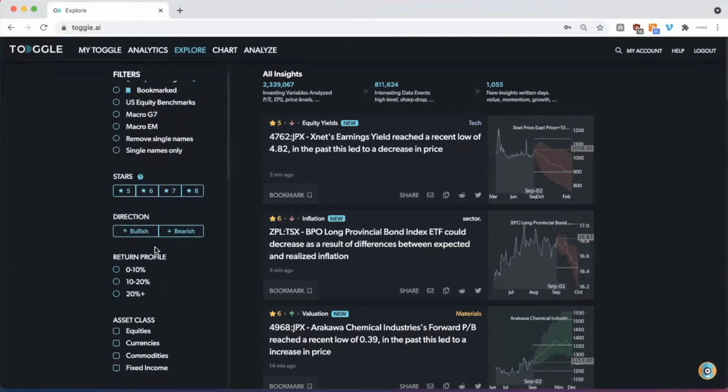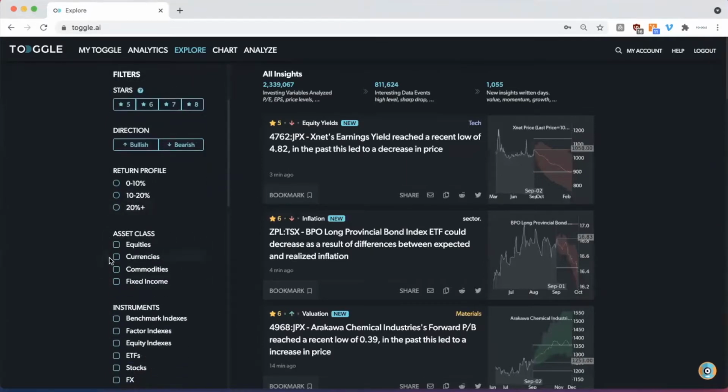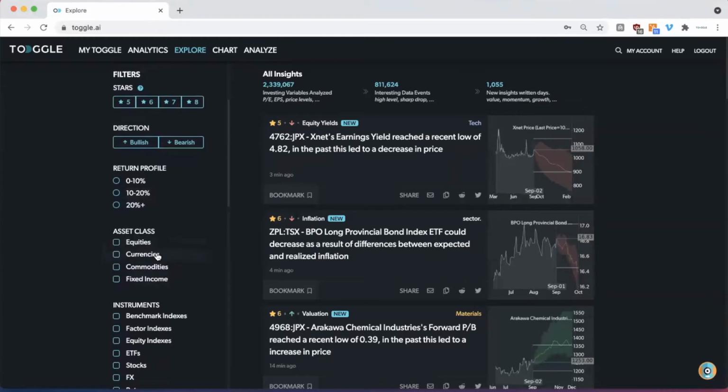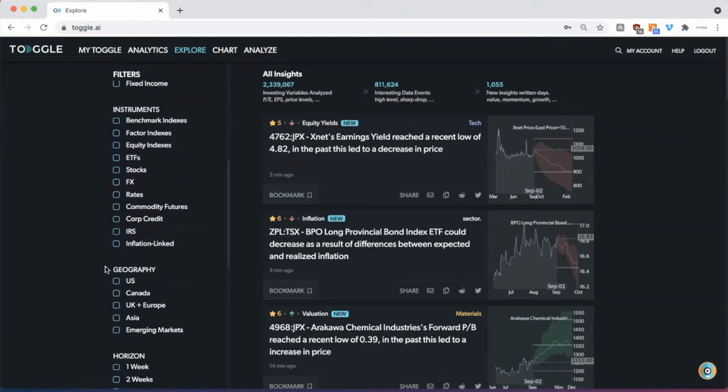If you're a long trader, you can select your bullish insights. If you're a short trader, you can look at bearish insights. If you have a specific return profile you're trying to hit, the asset classes you're looking at, are you trying to invest in equities, currencies, commodities, fixed income, the specific type of instrument? Are you trying to invest in a specific geographic area? Is it the US markets, Canadian markets? An exciting thing to note is we're actually expanding a few of these filters. So not only will you have these, but we're also looking at including filters like India, Australia for all our global users.